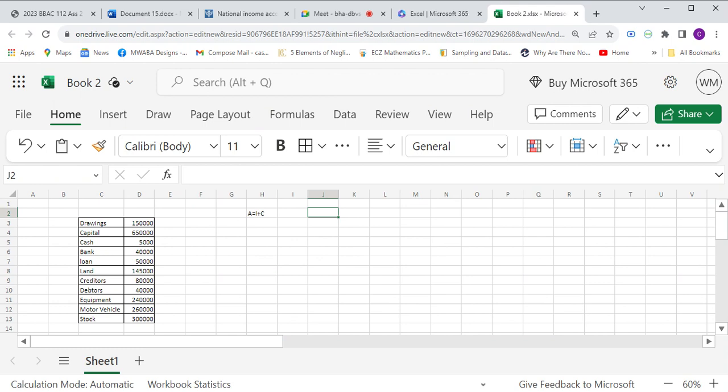Assets are things that you own. Liabilities, this is what you owe. Capital, this is money and resources that are put into a business by the owner.